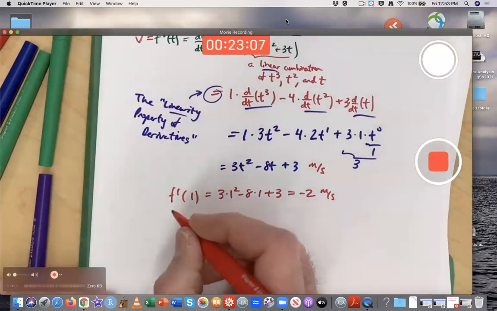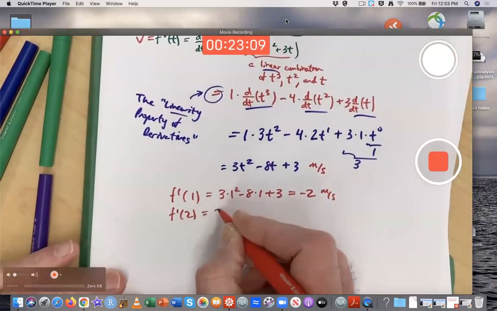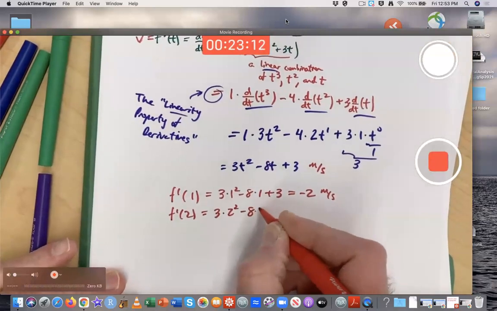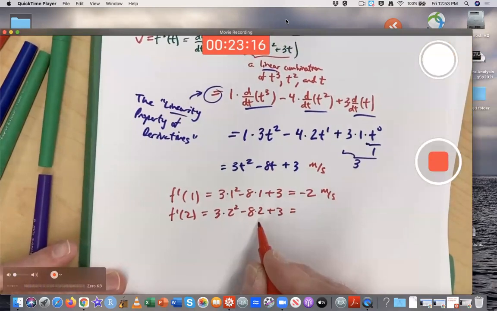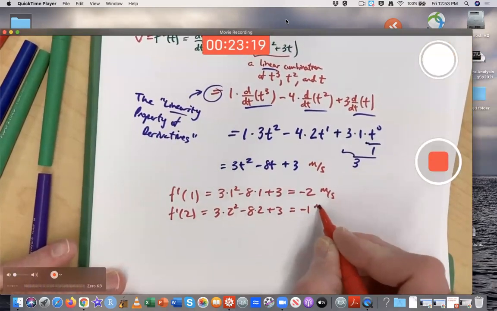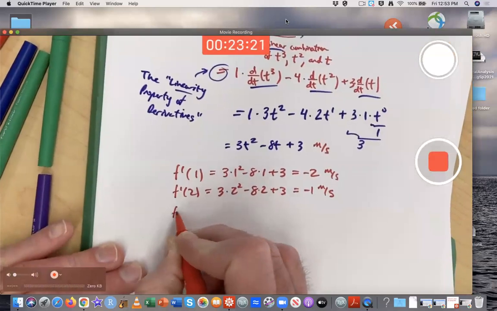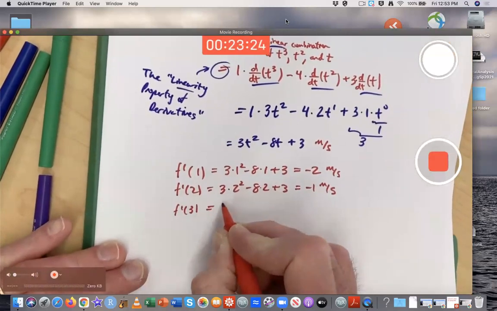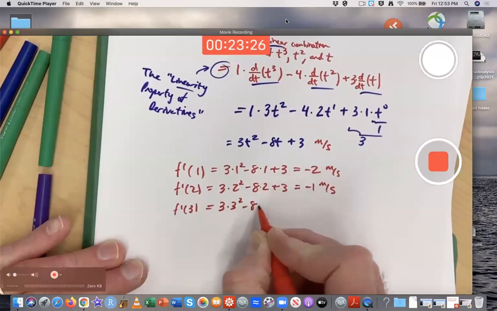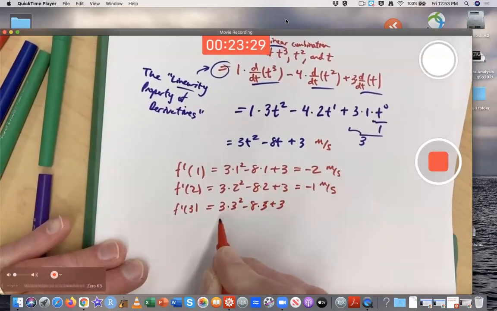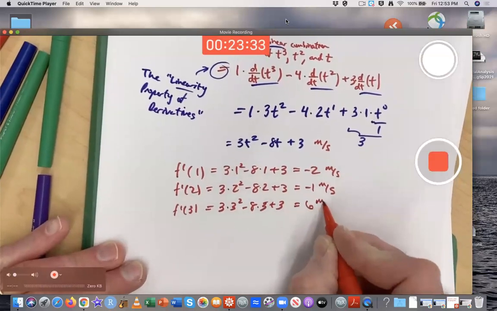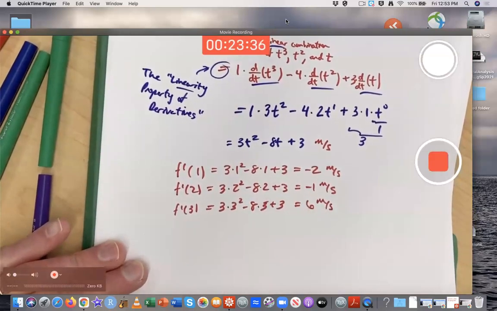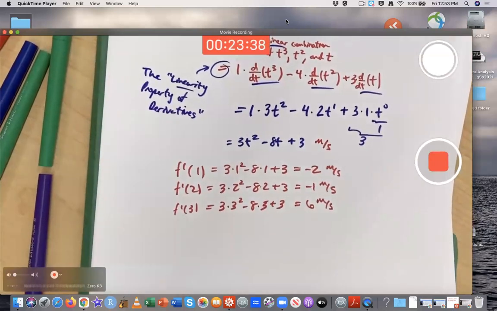If I want to find the derivative at 2, plug in 2. 3 times 2 squared minus 8 times 2 plus 3 is 12 minus 16 is -4 plus 3 is -1. Let's do one more. What's f prime of 3? 3 times 3 squared minus 8 times 3 plus 3. 27 minus 24 is +3 plus 3 is +6 meters per second. At time 3, your instantaneous velocity is positive, so now you're traveling in the positive direction.